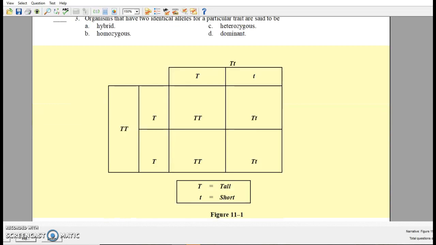And this is a monohybrid Punnett square. A monohybrid cross means you're looking at the inheritance of one trait at a time. In this instance, it's the height of the plant. Big T is dominant for tall and little t is recessive for short.